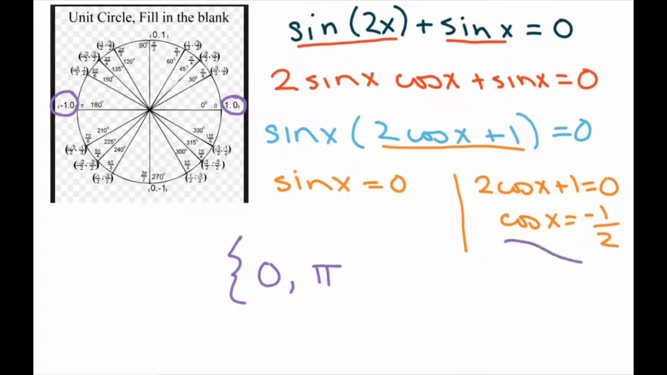And where is cosine negative 1/2? That means where's your x negative 1/2? And that's going to be in quadrants 2 and 3. That's where your x is negative 1/2. So it's going to be 2 pi over 3 and 4 pi over 3. And that's how you do it.